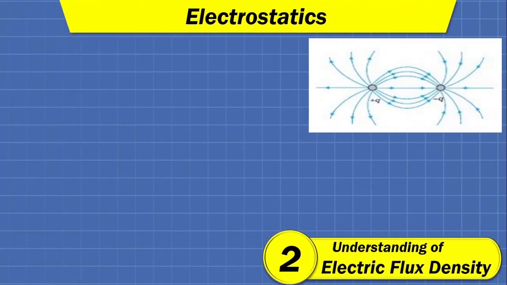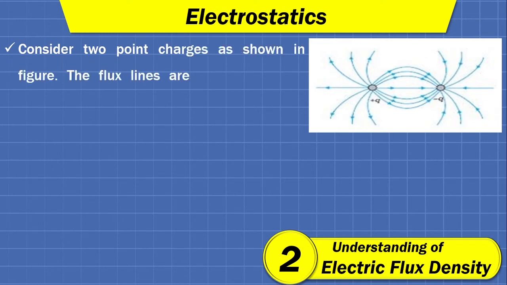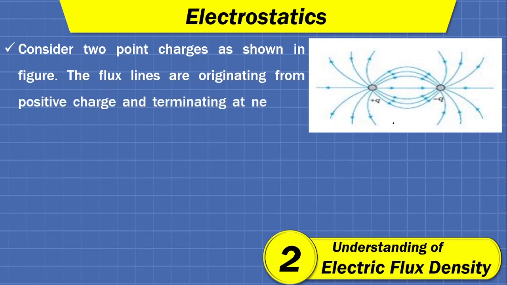Now let us understand the flux density. Again we have a configuration with plus Q and minus Q charge separated by some distance d. Actually this configuration is called a dipole. It is also called an electric dipole, in which equal and opposite charges are separated by some finite distance. Now consider these two point charges as shown in the figure. The flux lines are originating from the positive charge and terminating at the negative charge.